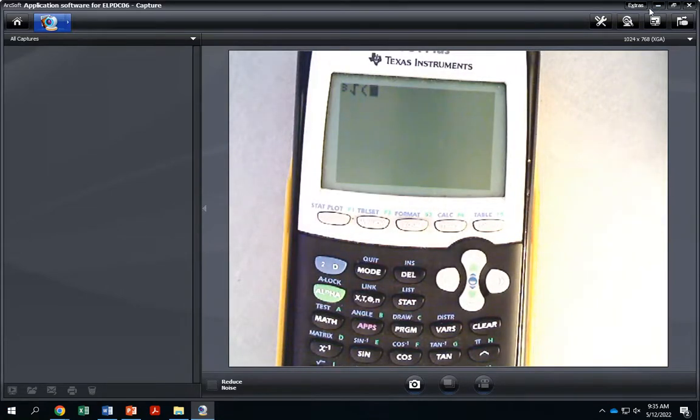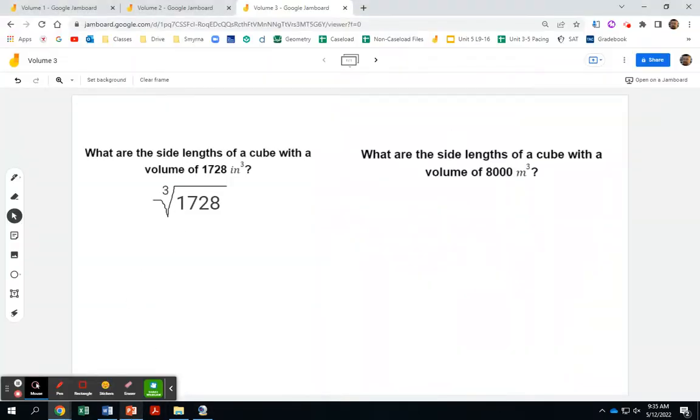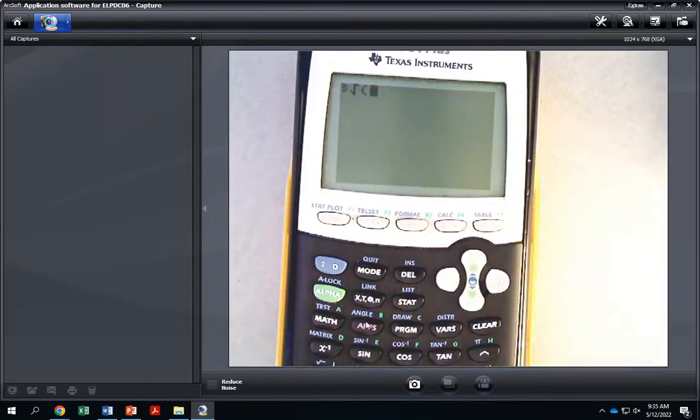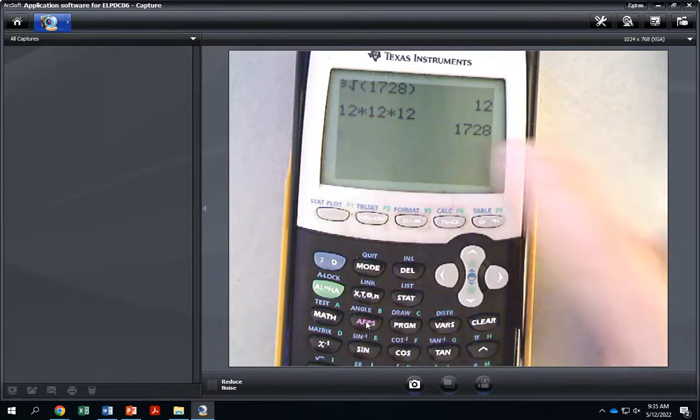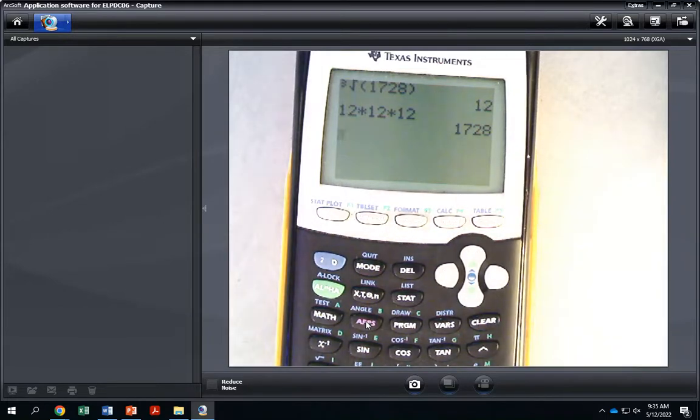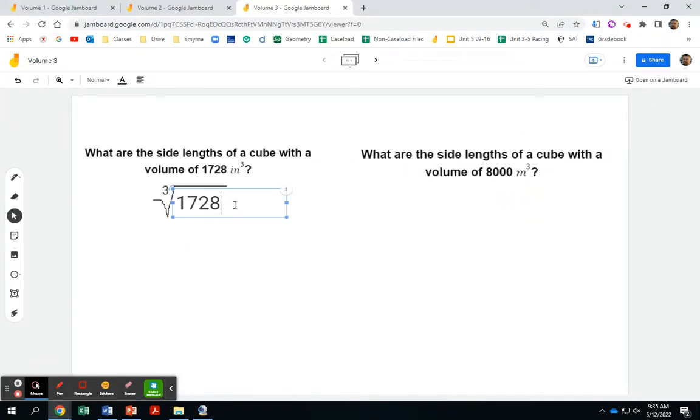And what was the 1728? 1728. And press enter. 12. So what it's doing, it's undoing the cube, basically, because if you did 12 times 12 times 12, you get 1,728. So, the answer to this one, the cube root of 1,728 is 12.